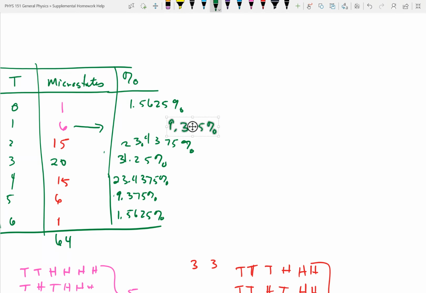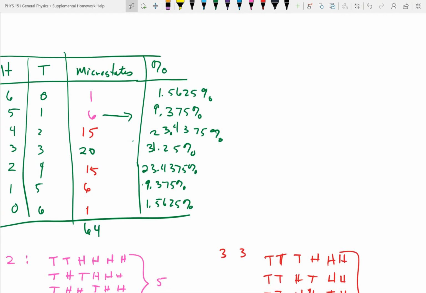So if you toss six coins, there's a 31% rounding off chance that it's going to be three heads, three tails. And there's only a 1.6% chance that it's going to be all heads or all tails. So if you toss it 100 times, you expect it'll come up at least once, but you don't expect it to come up three times. It could come up 100 times in 100. It's just really, really unlikely.